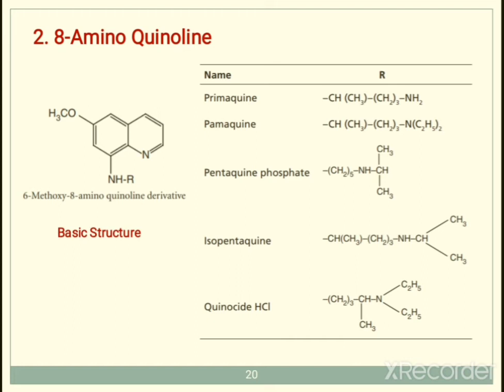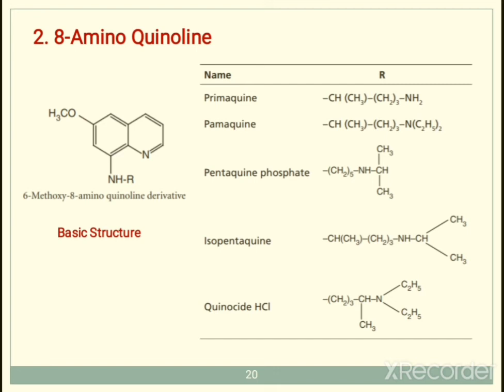So the first example is primaquine. In case of primaquine, the R group is CH3, CH2 3 times, NH2. Okay, so only one R substitution is there. The second drug is pamaquine. In case of pamaquine, the H2 will be replaced by C2H5 2 times. Okay, means CH3, CH2 3 times, and C2H5 2 times. So this is pamaquine.